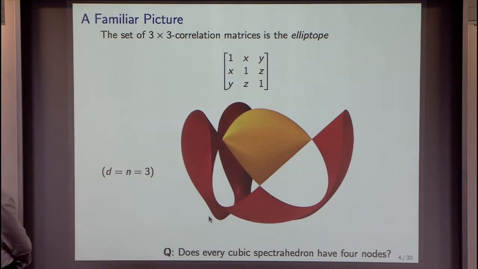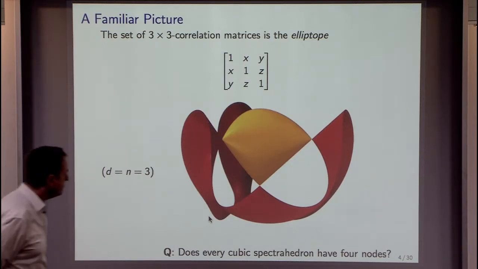This is sometimes called the elliptope or the somoza. In statistics, this is the set of all 3x3 correlation matrices, 3x3 positive semi-definite matrices of this form. So I'm plotting in 3-space all points with coordinates x, y, and z that make this matrix positive semi-definite. And this is the golden picture. And you've probably seen versions of these pictures somewhere.